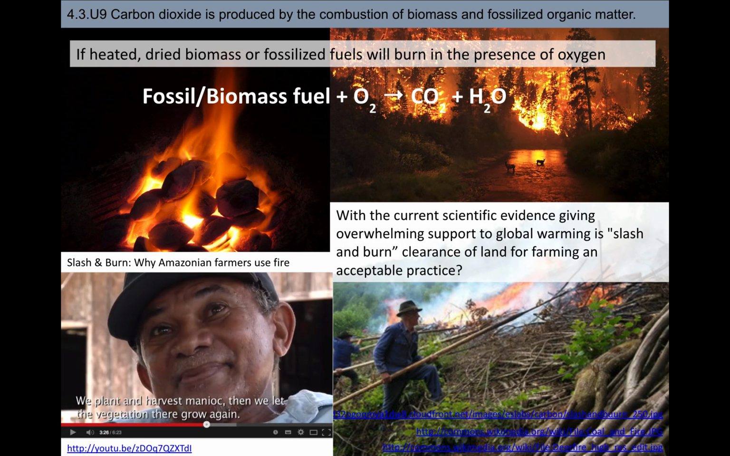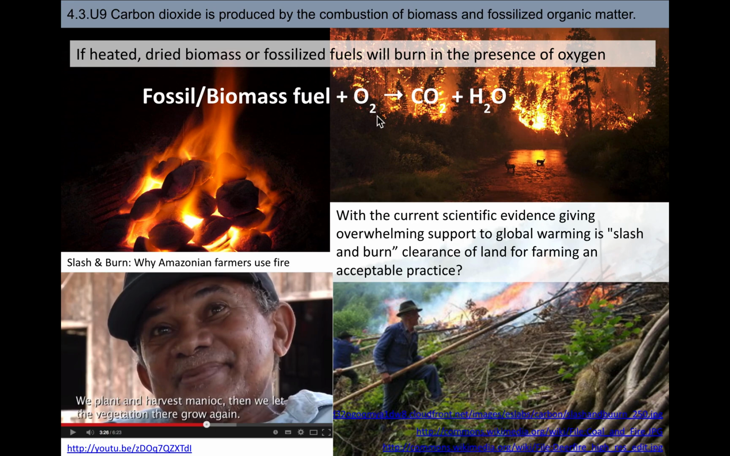Okay, so we've talked about a lot of the carbon sinks, and we're going to talk a little bit more about the fluxes here. Carbon dioxide is produced by combustion of biomass and fossilized organic matter. So when we burn trees, for example, like you can see here, this is going to be releasing tons of carbon dioxide because you're burning organic matter, which is made of carbon.